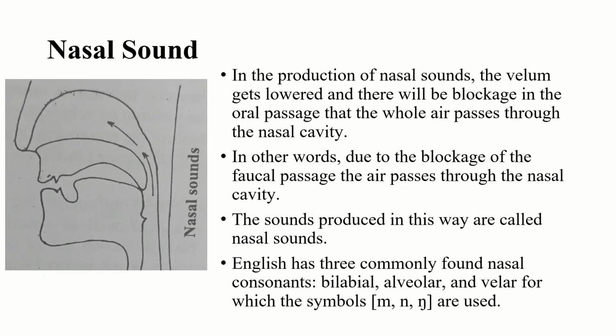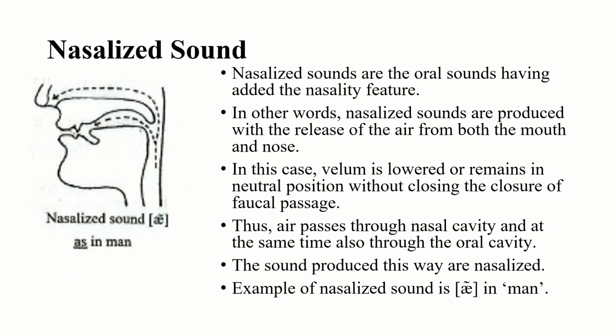And the nasal sound, look at the picture. The velum is lowered and the oral cavity is blocked. Air passes through the nasal cavity and nasal sounds are produced. That is m, n, ng. These sounds are produced. And the next one is the nasalized sound.